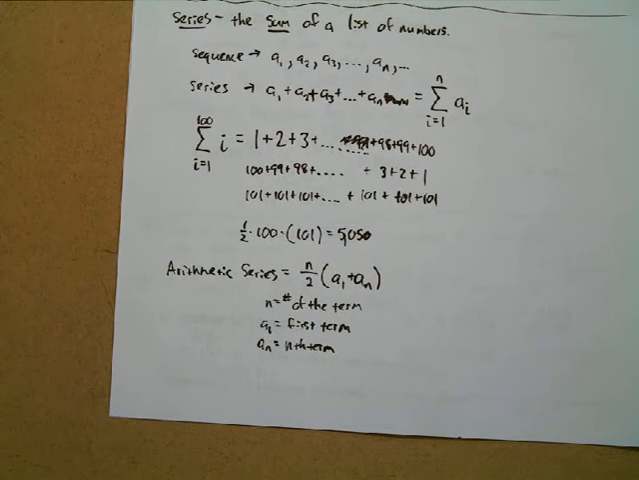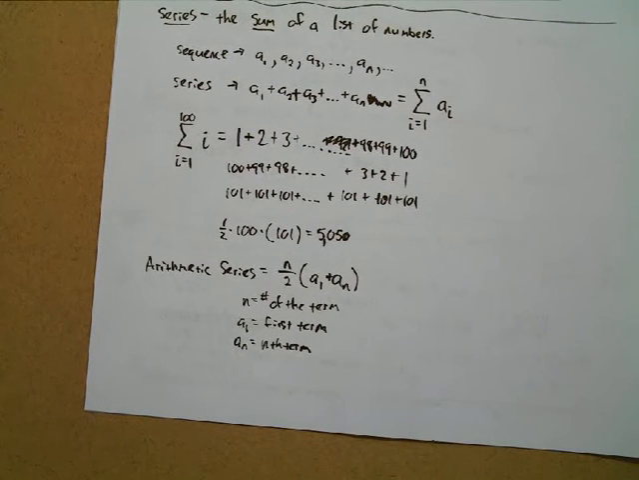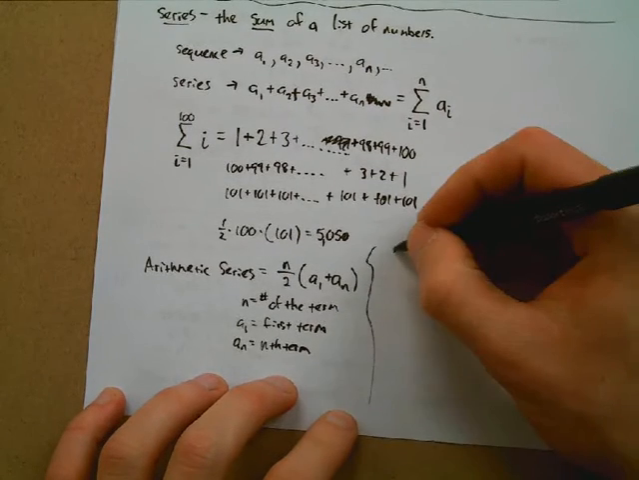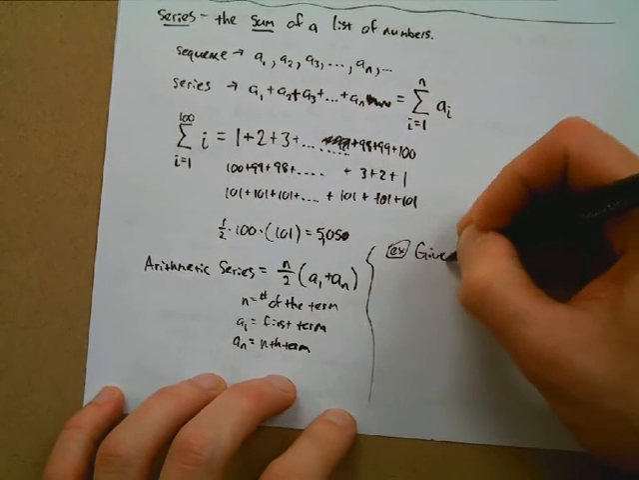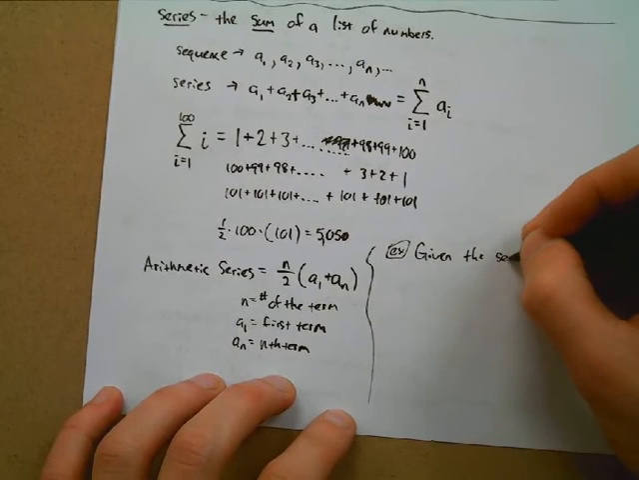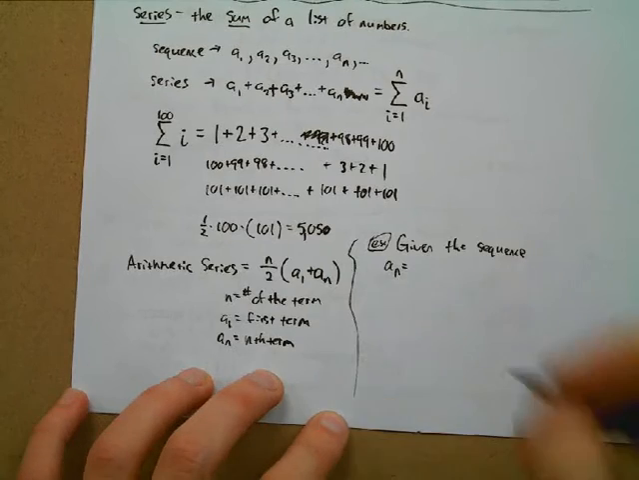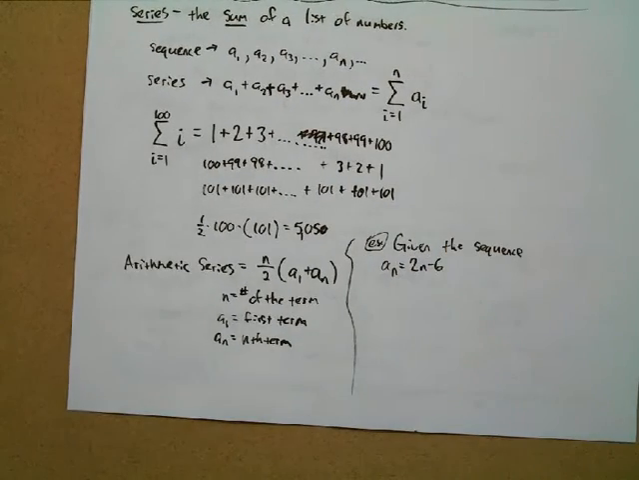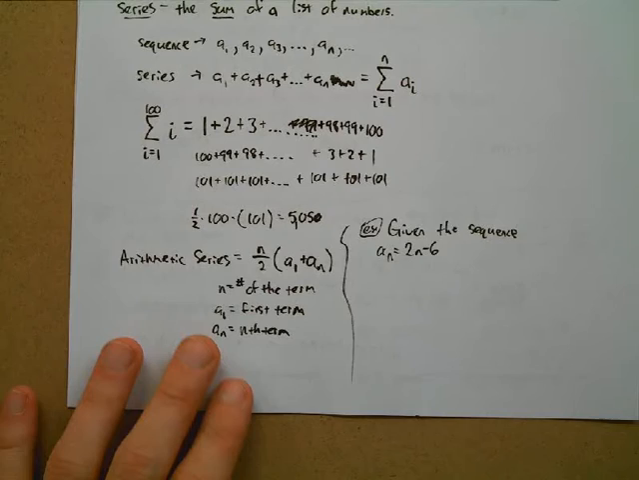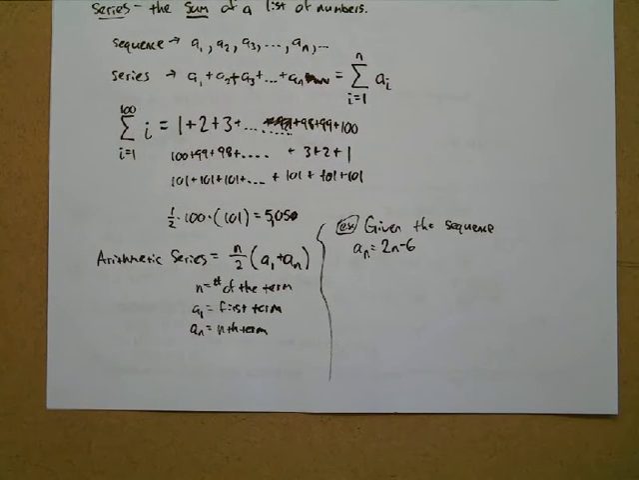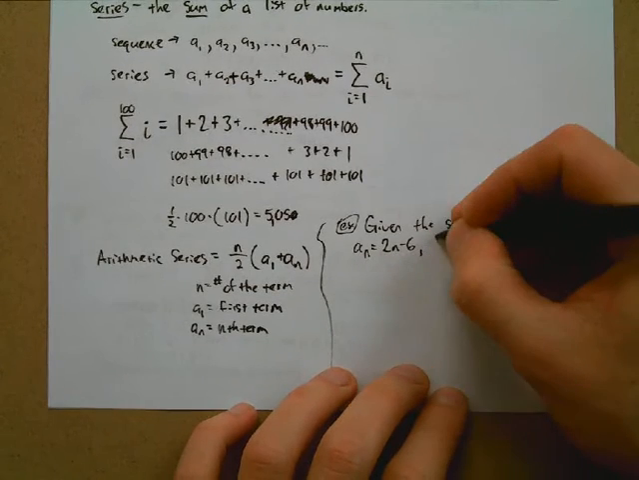Given this sequence, find the sum, so now we're talking about the series, find the sum of the first 150 terms. Given the sequence a sub n equals 2n minus 6, find the sum of the first 150 terms. That means we're going to use our arithmetic series formula here, n over 2 times a sub 1 plus a sub n. But of course, what is n? It's going to be 150 here.